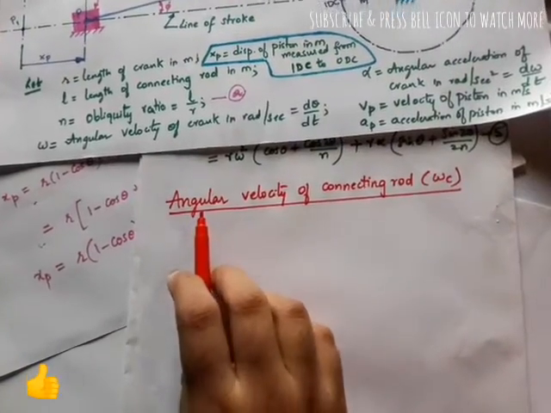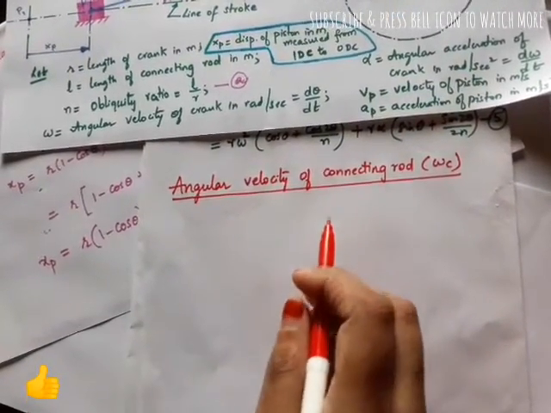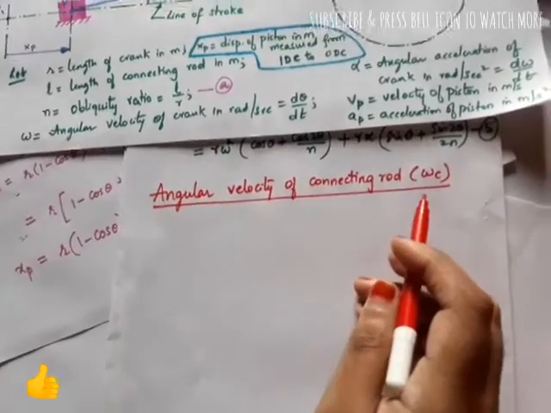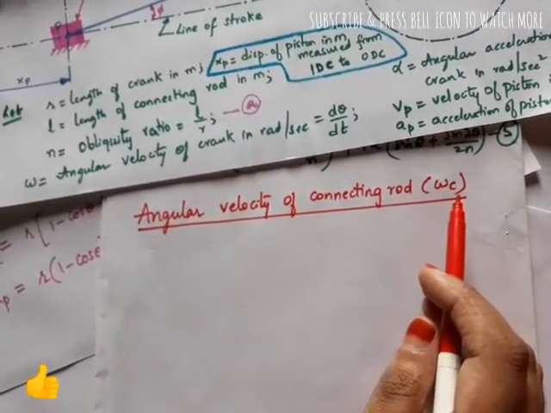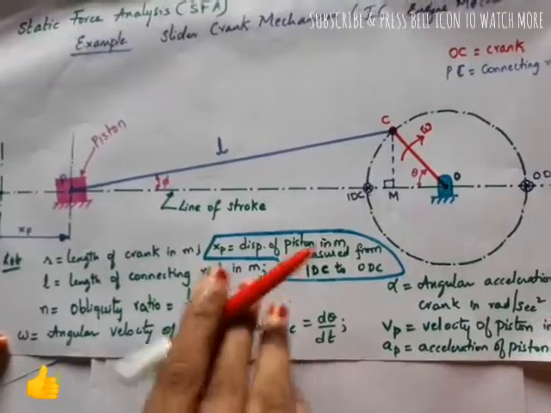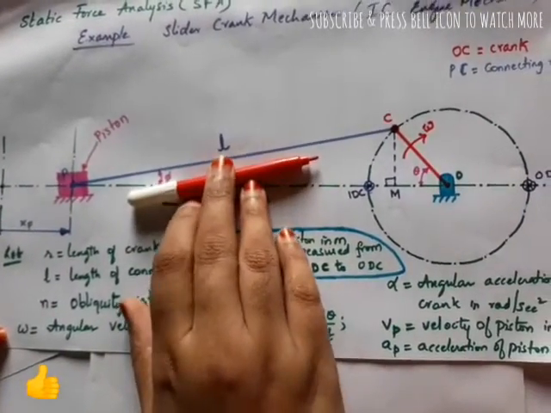Now let us find out the angular velocity of the connecting rod. Let the angular velocity of the connecting rod be omega c. We have used omega for the crank, so we are using omega c notation for the connecting rod. If you look at the mechanism here, the connecting rod is like this.